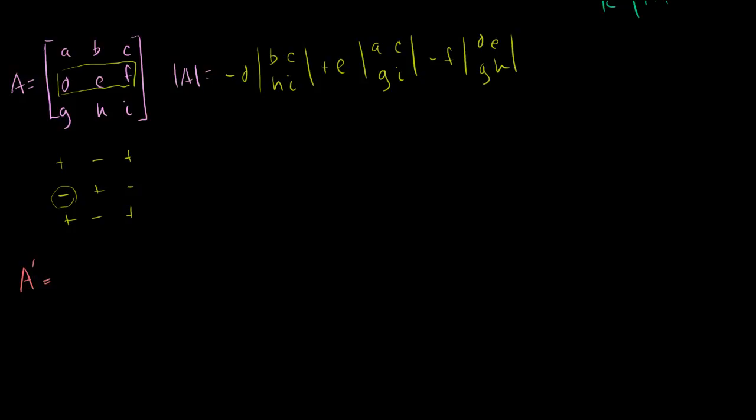A prime, I'm just going to multiply this row by a scalar. So it's going to be equal to A, B, C, KD, KE, and KF. I'm not multiplying the whole matrix times the scalar. I can't say this is KA. I'm just multiplying one of its rows. And then I have G, H, and I. So what's the determinant of A prime going to be?